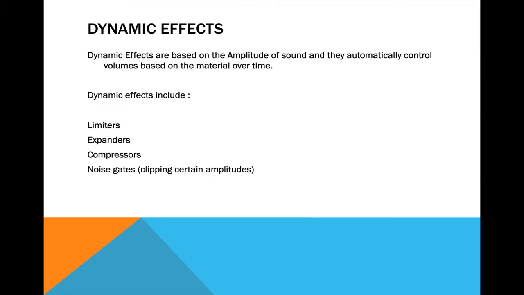Let's start with dynamic effects. Dynamic effects are based on the amplitude of sound, and they automatically control volumes based on the material over time. Dynamic effects can include limiters, expanders, compressors, or noise gates. Noise gates are basically where you can clip your sound at certain amplitudes.